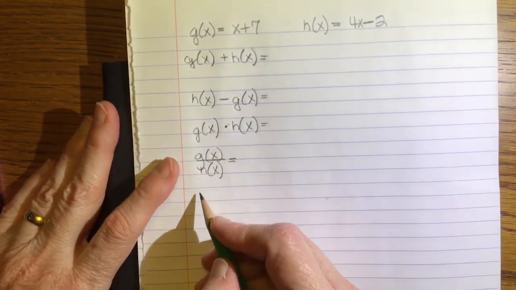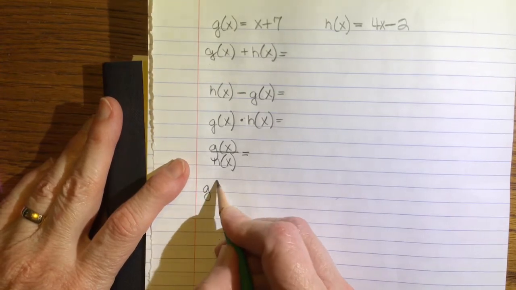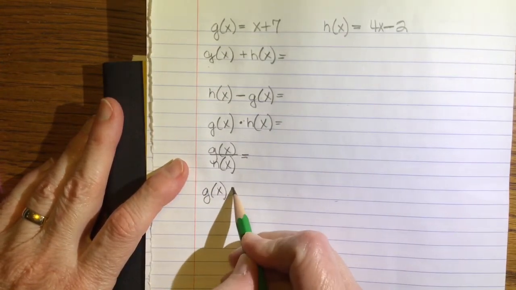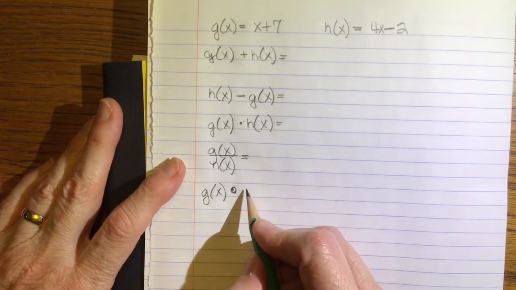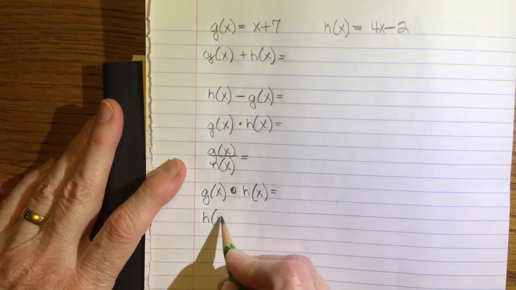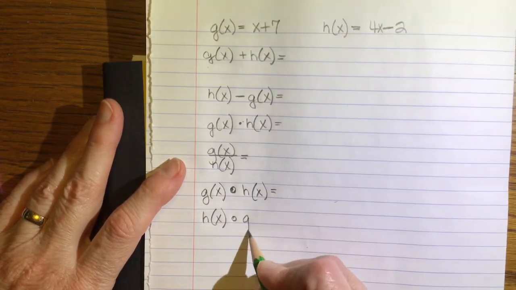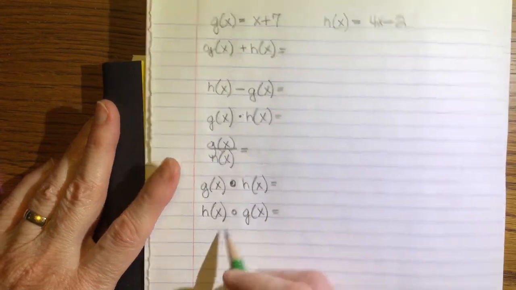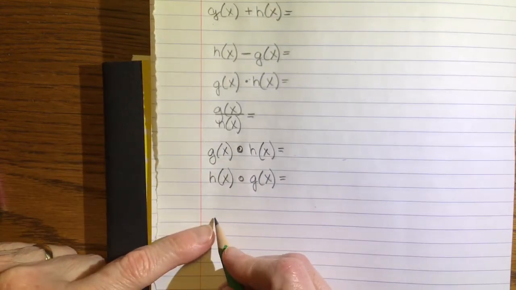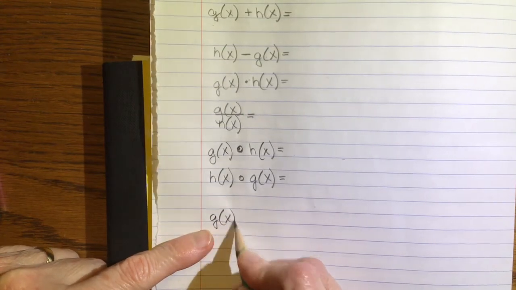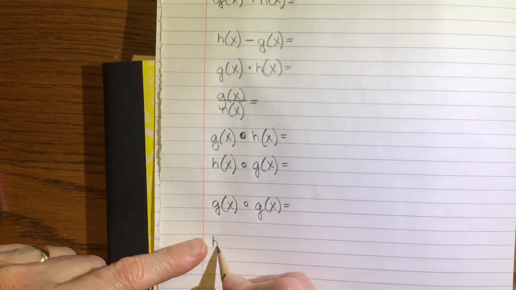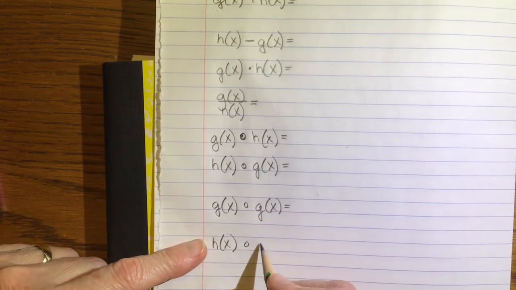And you're probably going to see them more like g of x composition h of x, h of x composition g of x. I probably should have left some room, but I'll just skip on down. And then let's do g of x composition g of x. Let's do h of x composition h of x.